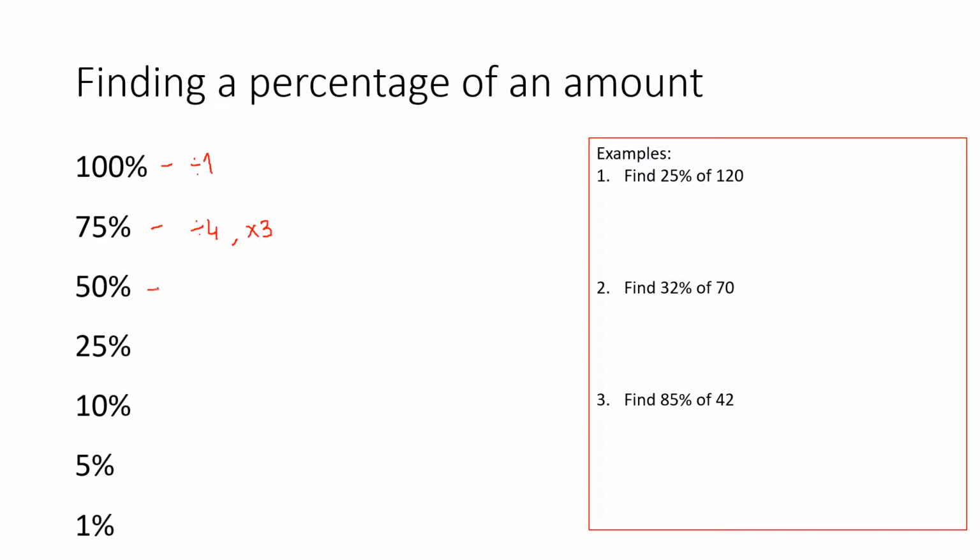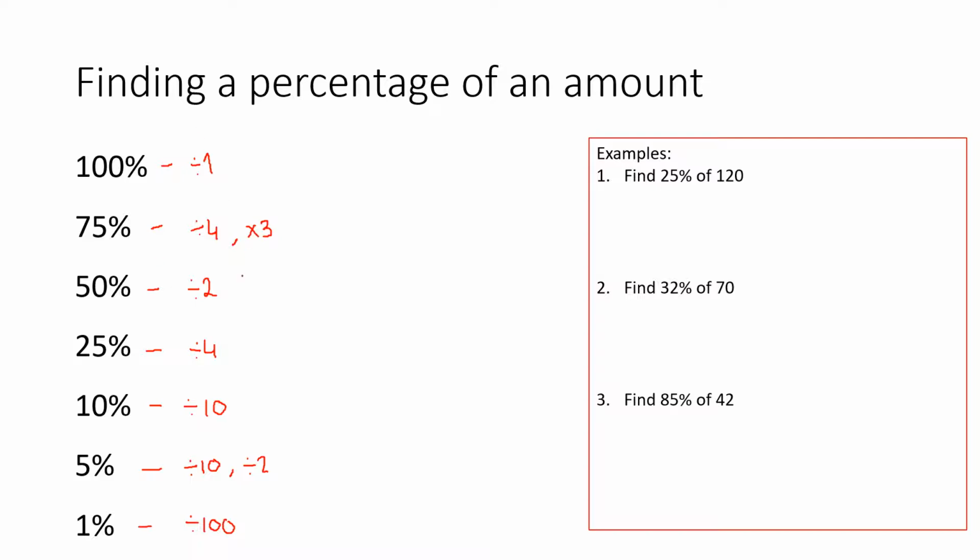50%, how do we find 50%? Well, to find 50% all we have to do is divide by 2. 25%, in order to find 25% of an amount, all we have to do is divide by 4. To find 10% of an amount, all we have to do is divide by 10. To find 5%, what I would do is divide by 10 to find 10% and then divide it by 2 to find 5%. And finally, 1%, you would divide by 100 to find your 1%.